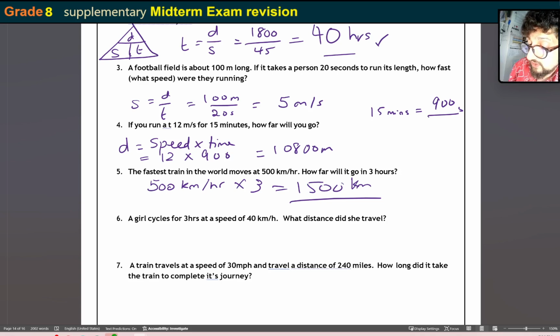A girl cycles for 3 hours at a speed of 40 kilometers per hour. What distance did she travel?